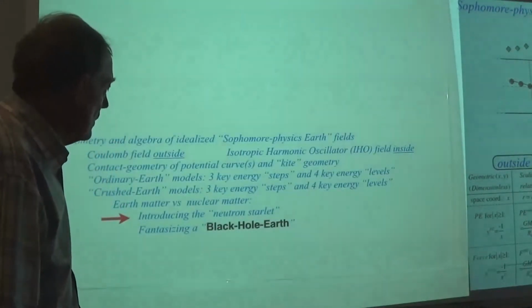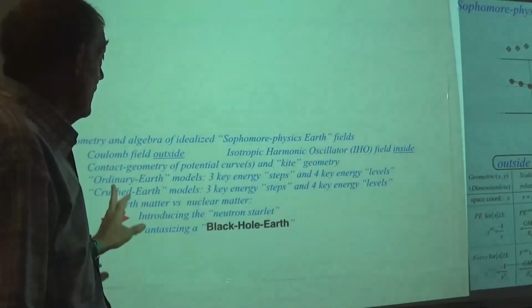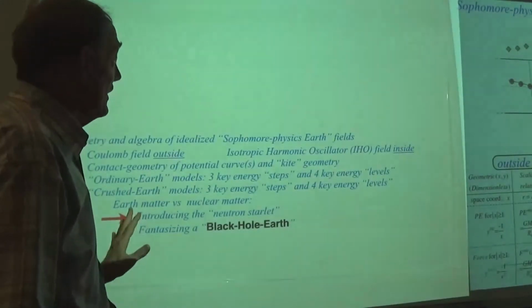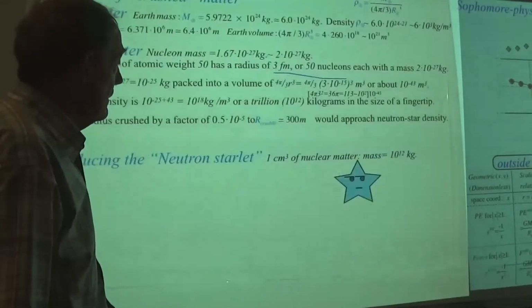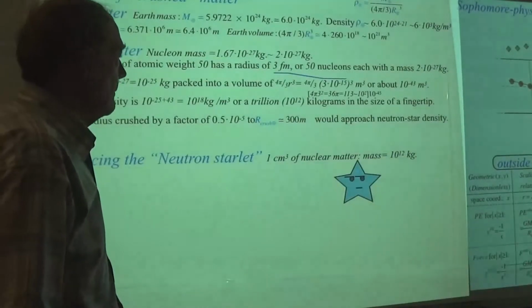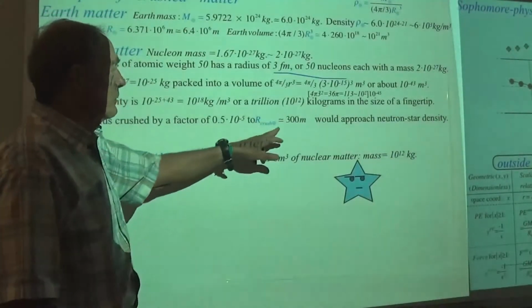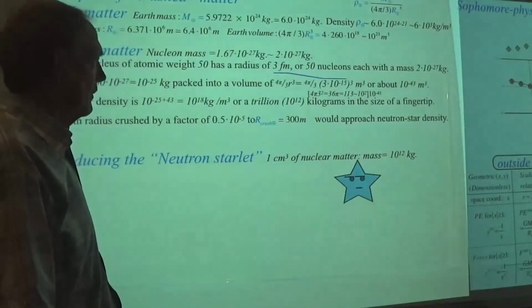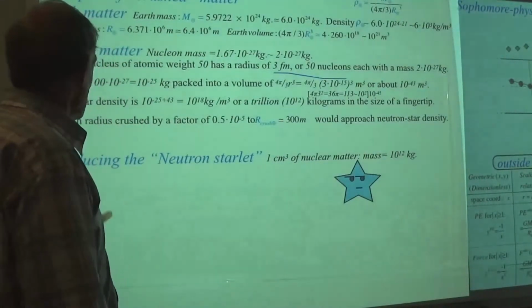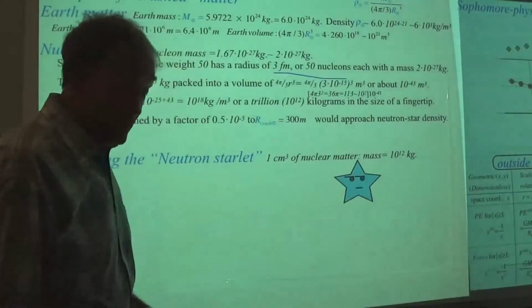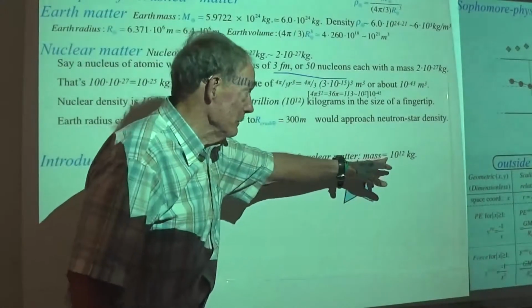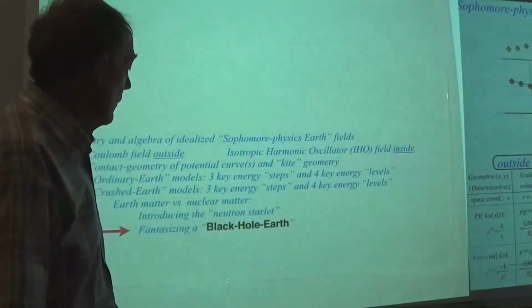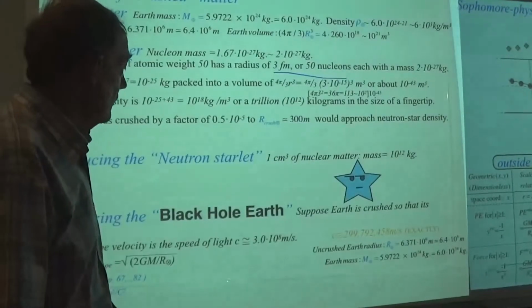Now, what would you get for the next most dense thing that we know about? It's bad enough to crush the Earth to 300 meters, but how far do you have to crush poor old Earth to get not this density, but even more than that density? So I call it the black Earth.